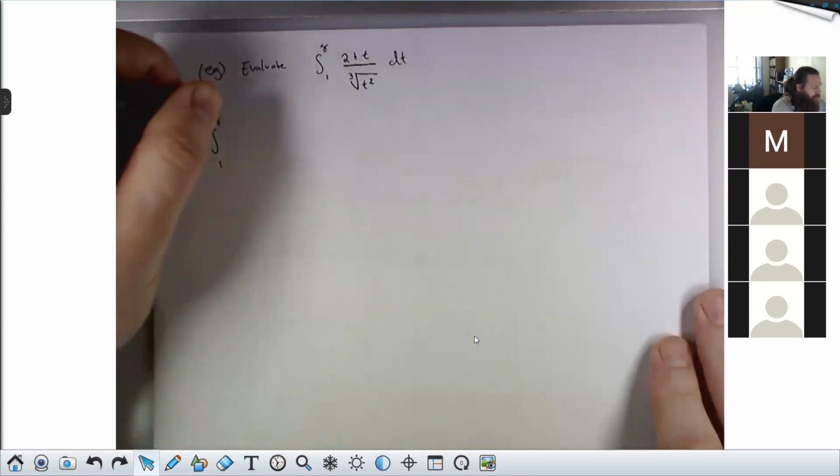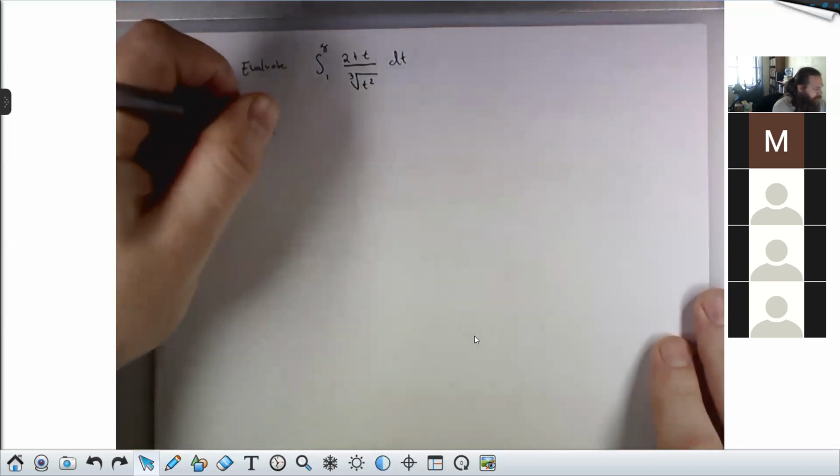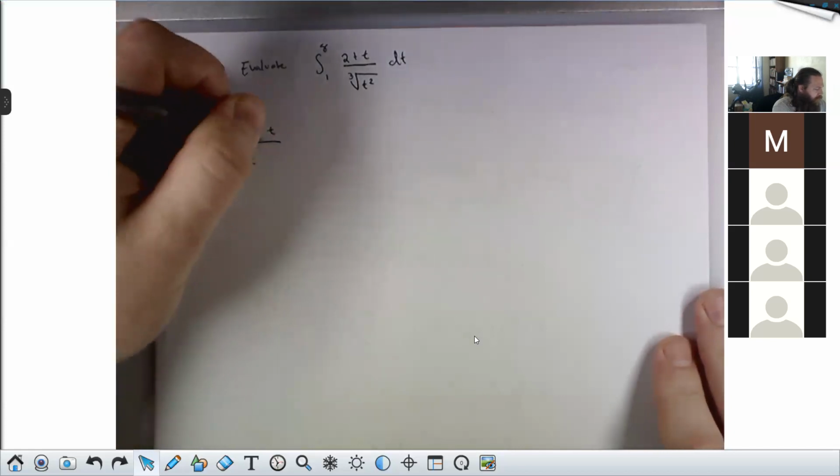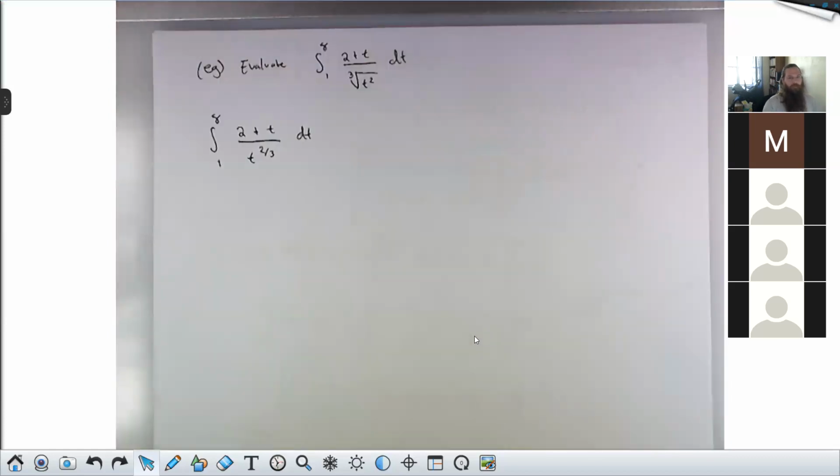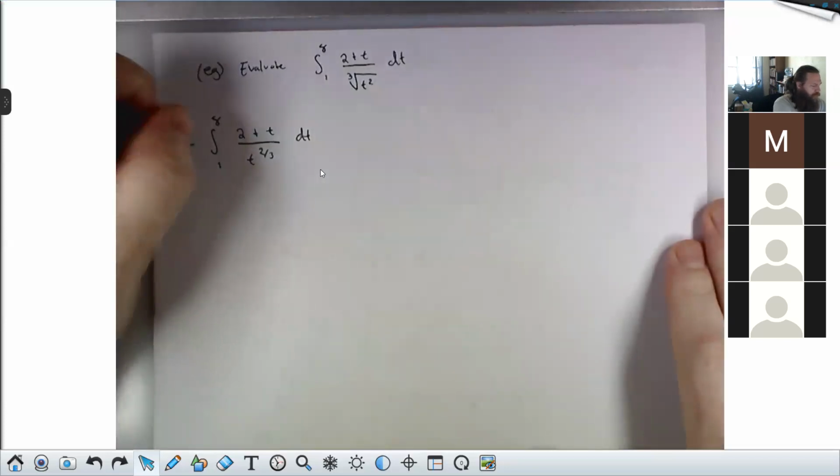This is integral 1 to 8, 2 plus t over t to the 2/3 dt. All right, we know from our algebra classes that the cube root is a 1/3 power. So this is t to the 2 all to the 1/3, which is t to the 2/3. What can I do from here? Move the t to the 2/3 up. I suppose we could do that.